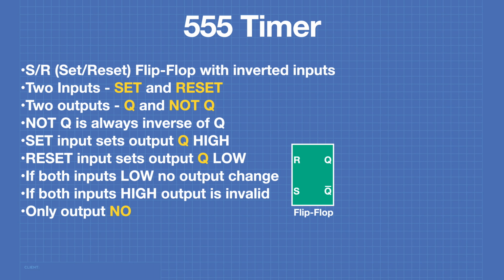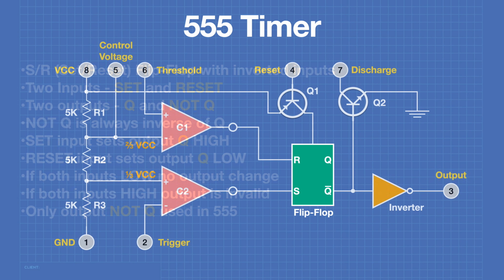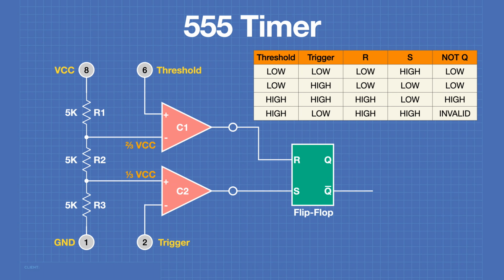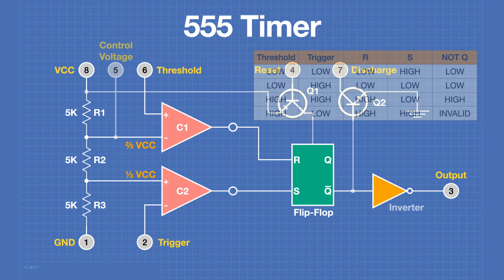In the 555 timer, only the output not Q is used. Given that logic, we can establish a truth table for the 555, showing the input to the threshold and trigger and what the output from not Q would be. Note that the not Q output is fed into an inverter before it is fed out to pin 3, so the output on pin 3 of the 555 is at the same state as the Q output of the flip-flop.